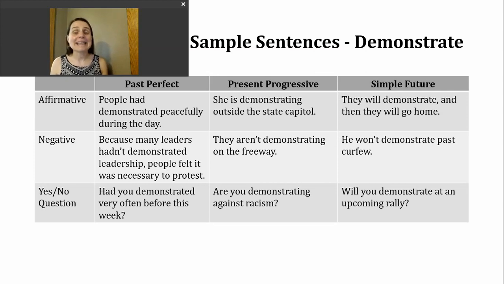If we want to make a negative sentence in simple future, we're going to use will not, and you might hear native speakers use the contraction form won't. Here's an example of that. He won't demonstrate past curfew. So this particular sentence is indicating somebody will be out during the day, but is not going to stay out late at night.